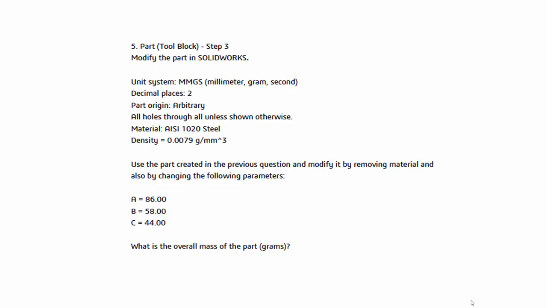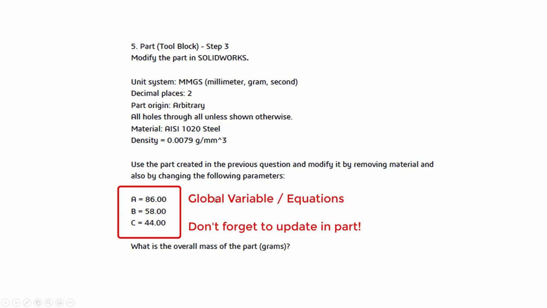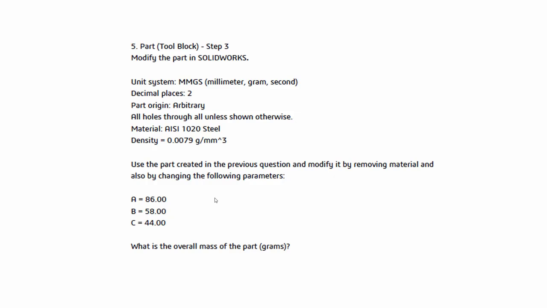If we take a look at question 5, we can see that they're telling us to use the part we created in the previous question and modify it by removing material and changing the following parameters. Remember that A, B, and C are being driven by global variables and equations, so they are slightly different in this question than they were in the previous, so we just want to make sure we don't forget to update that information also. So now that we've taken a look at the different views, we are aware of some of the issues that could happen. Let's go ahead and jump into SolidWorks and start removing some of this material.